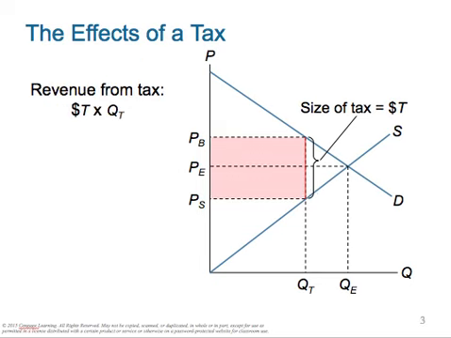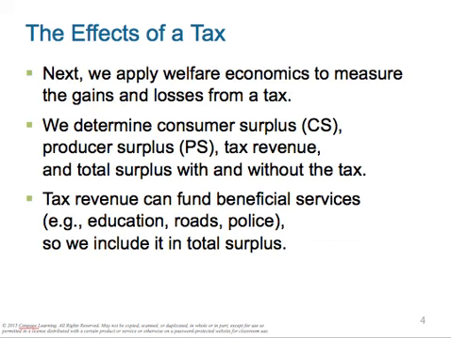So the effect of a tax then here is this red area you see. Revenue from the tax is the dollar tax amount times the quantity sold under the tax. So it's essentially this space here. That's the additional revenue. Again, this is the price that the seller's getting. This is the price that the buyer's paying. This red rectangle with both areas here is the size of the tax, the amount of revenue generated.